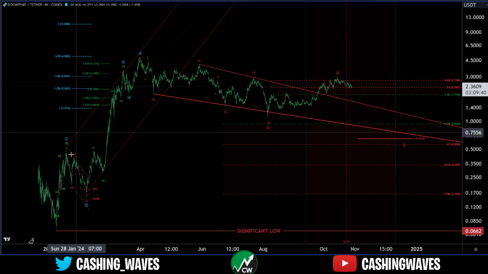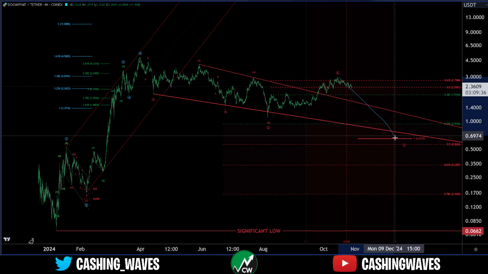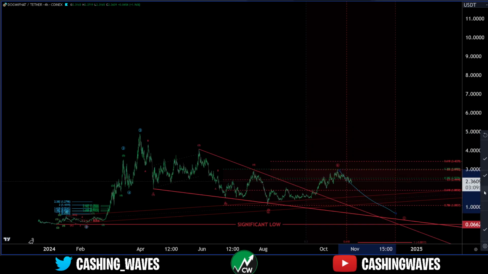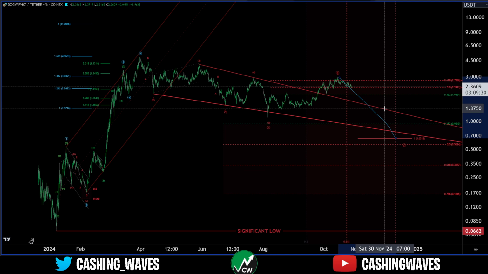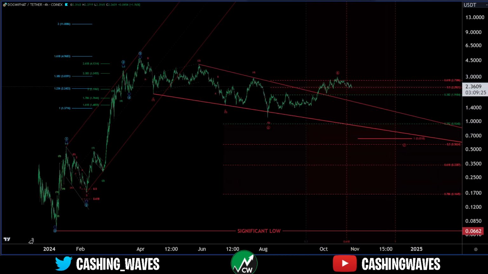So first of all, this is the most obvious, looking for a C wave down to around 65 cents on log scale. That would be our target, around 65 cents. So pretty straightforward. And we'll go over the different counts and show you the setups here.